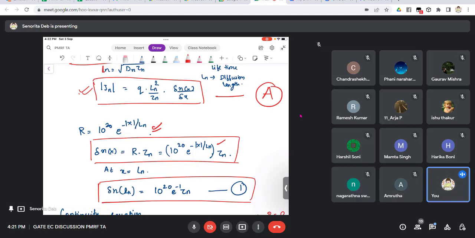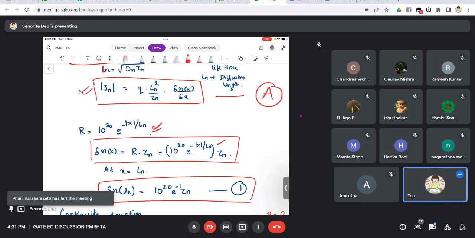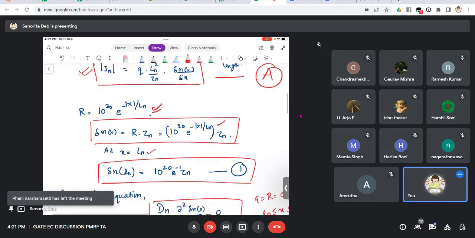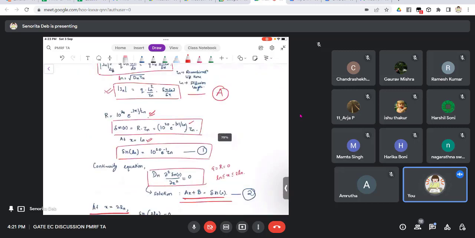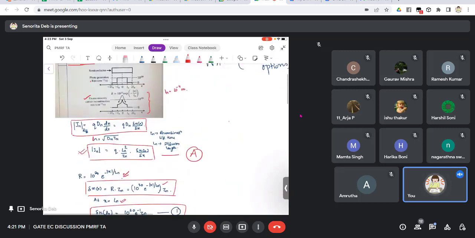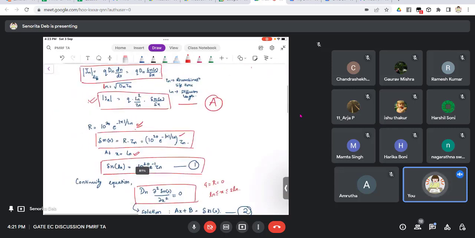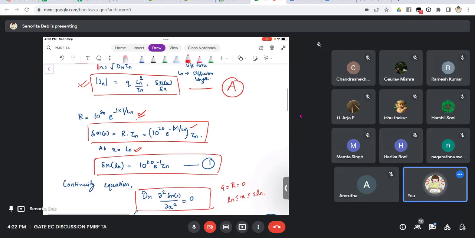So now after having this, just keep it there. At x equals Ln, what will happen if you put Ln? You will get what I have written as equation number 1. Now till here everything is fine. So what was your goal? Your goal is to find delta n of x by delta x, right? But here you have an equation of delta n of x. You cannot directly differentiate it because this is a discontinuous equation, so we have to arrive at another equation.